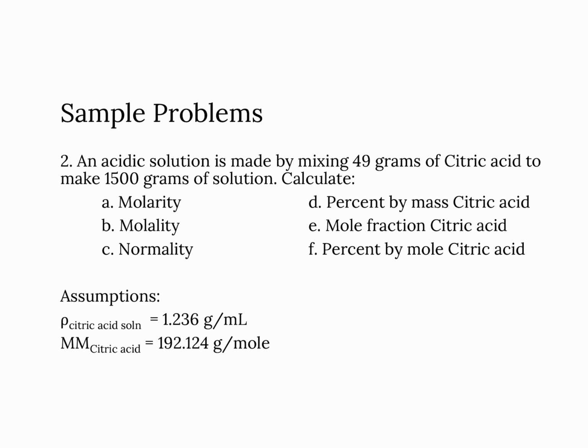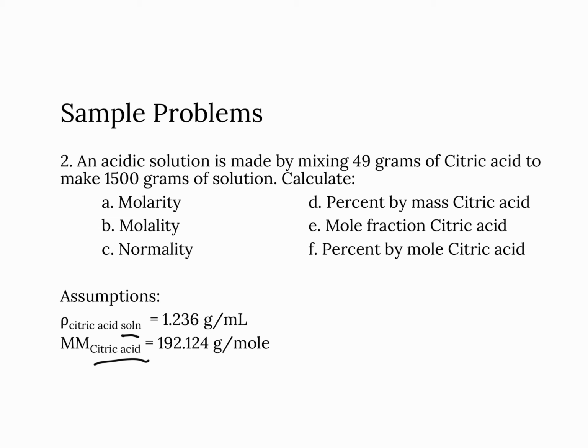So the assumption is that the citric acid solution is 1.236 grams per ml. Just take note that this density is for the solution, not for the solute. And then the molecular weight is for citric acid, which means this is for the solute. Okay, the first thing is the molarity.